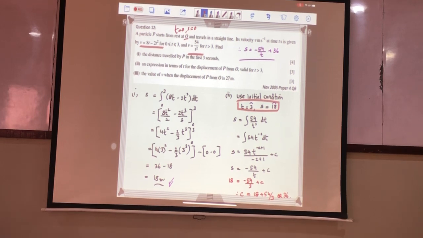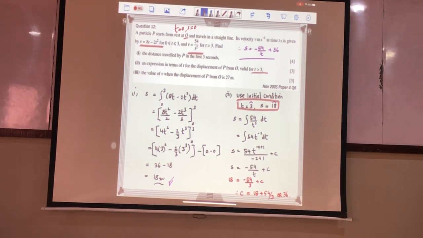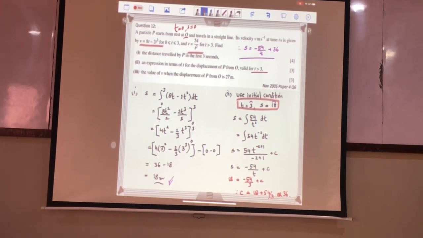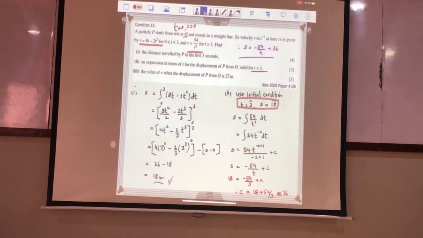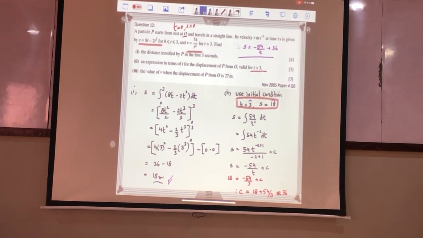Yes, somebody could raise this objection that they're asking for t greater than 3. That means they are asking for an expression because it's following a different rule. Perfectly right. But it's perfectly valid to use the condition that after 3 seconds, this is where the particle is standing. That means for this particular scenario, it has already traveled this much. Take this into consideration when you find the displacement equation.